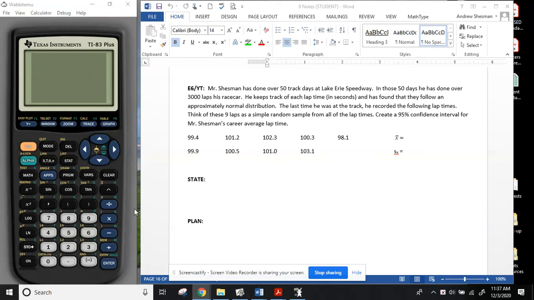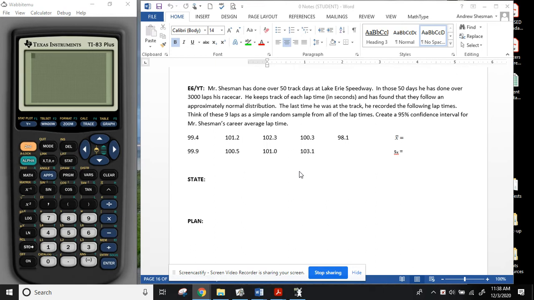Hi, what I want to do today is a calculator tutorial where I show you how to use the TI-83 to run an inference procedure where we're going to find a confidence interval for means. So if you notice in this particular problem, I've given you the 9 data points already. And so what this means is that we can actually type in that data into a list and the calculator will do all of the do stage for us.